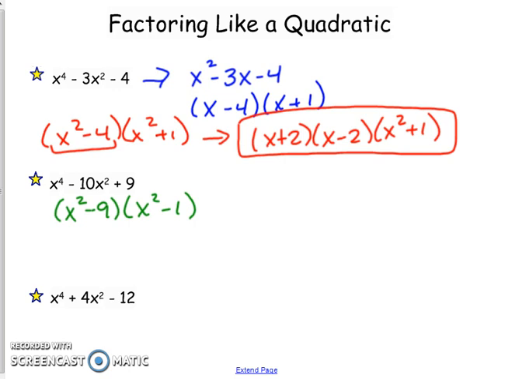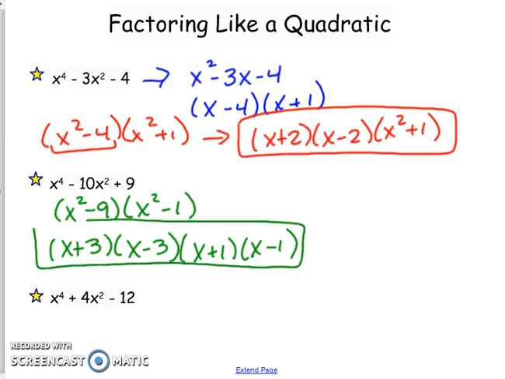Now if we look at these, both of these are difference of squares. I can take the square root of each. So x squared minus 9 becomes x plus 3, x minus 3. And x squared minus 1 becomes x plus 1, x minus 1. And there we are, fully factored.